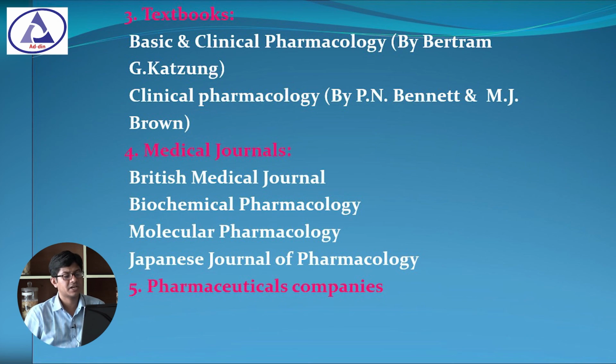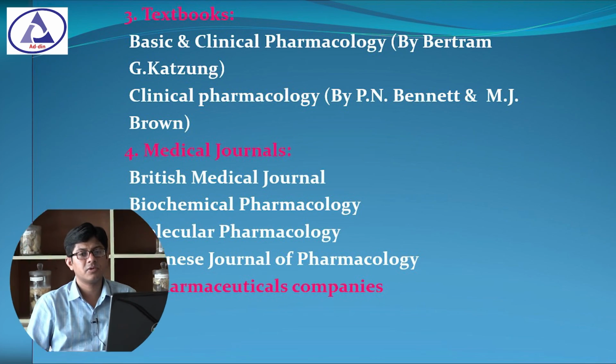Number four, medical journals: British Medical Journal, Biochemical Pharmacology, Molecular Pharmacology, and Japanese Journal of Pharmacology. And number five, pharmaceutical companies. So these are the sources of drug information.